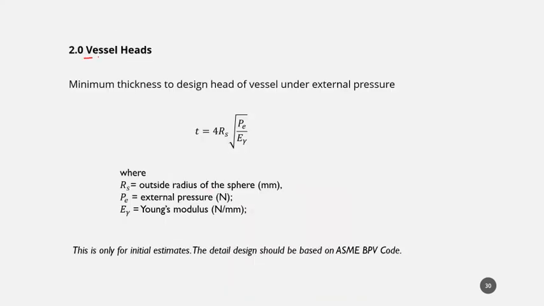Okay, next is to determine the thickness for the vessel head. The minimum thickness to design a head or vessel under external pressure can be obtained using this equation by considering the Young modulus, the external pressure, and also the outside or shell radius. So from this, we can obtain the thickness of the head of the vessel. But this is for the initial estimate only. You may refer to the ASME boiler and pressure vessel code for the detailed design.